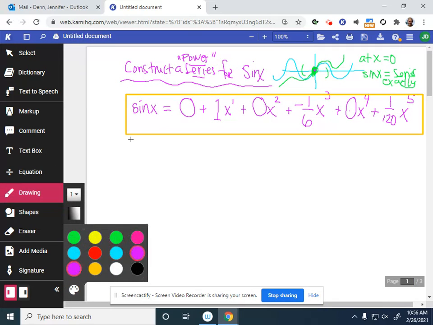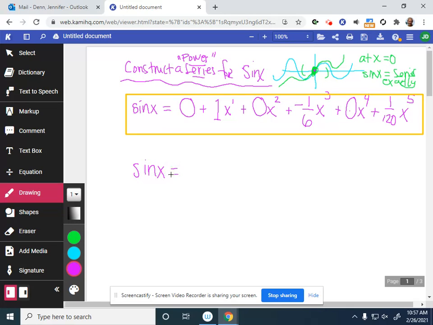Let's write this out a little nicer. The series for sine is, I'm going to get rid of the zeros, no need to keep them in there, going to be x minus x to the 3rd over 6 plus x to the 5th over 120. Okay, what would the next term be? Well, definitely it'd be minus, definitely it would be x to the 7th, but what would be under there?